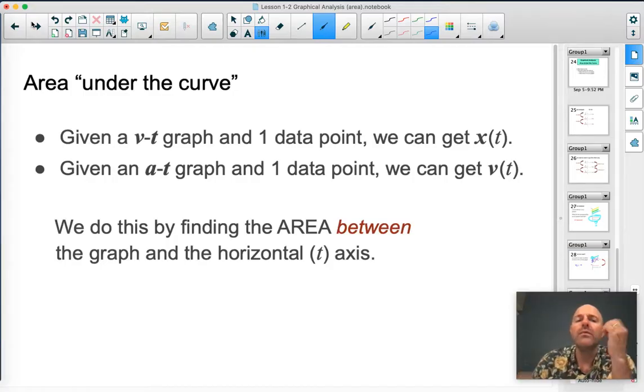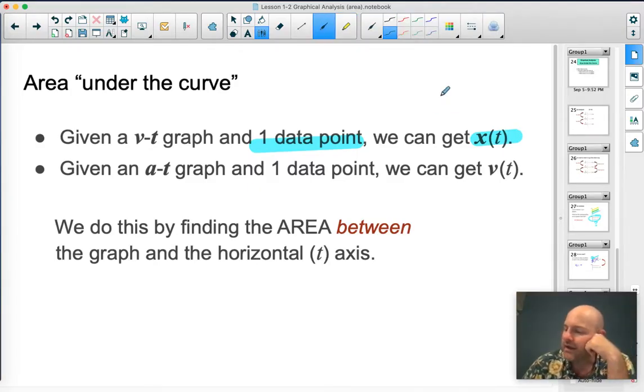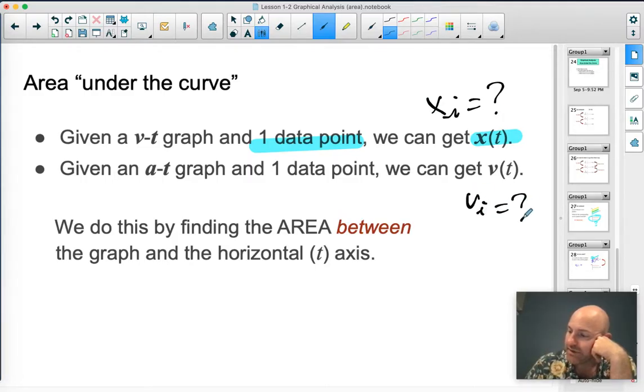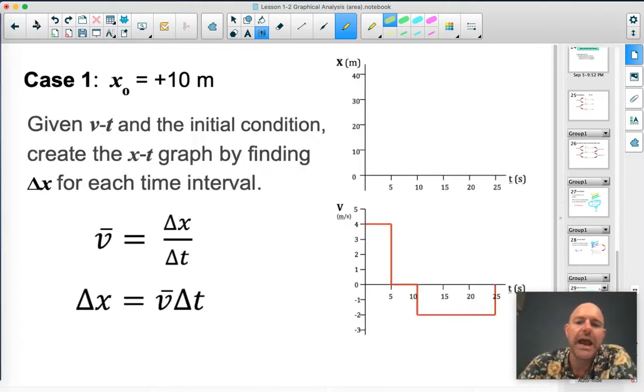And so when we're using the area under the curve, we need to do a velocity time graph. From a velocity time graph, we need one extra data point to get that. And that extra data point specifically is the initial position. And for velocity time graphs from an acceleration time graph, you need the initial velocity in order to find that. And so the important things we're going to be looking for here today are the initial condition and the area under the curve. So let's look at how that works.